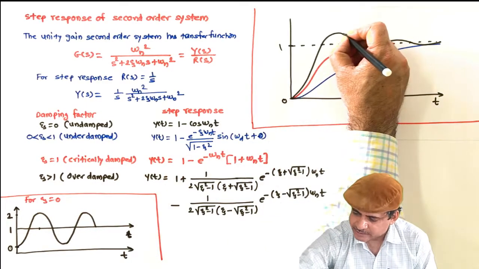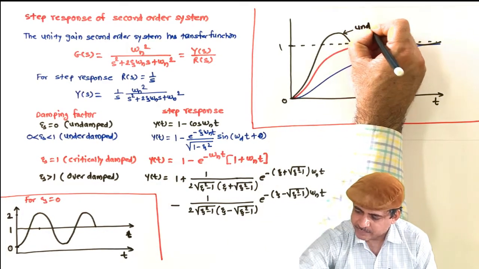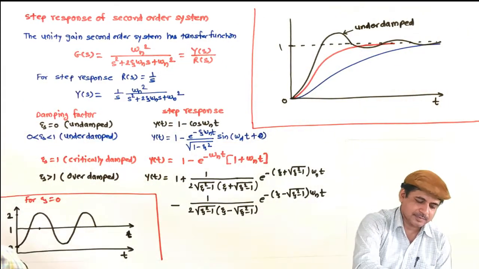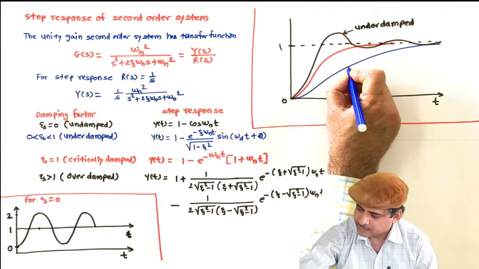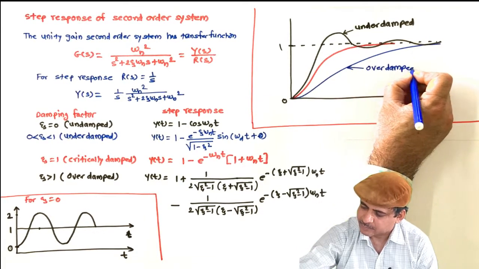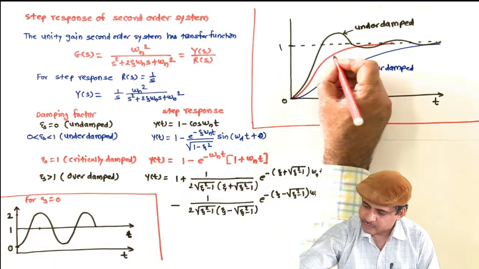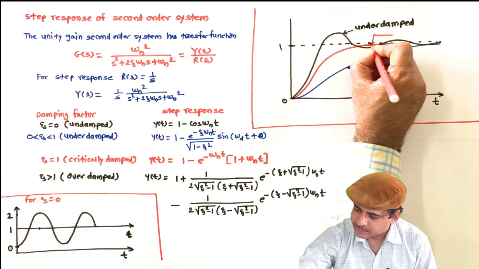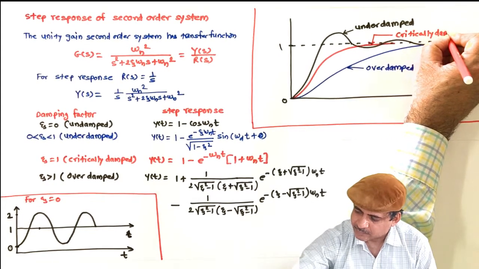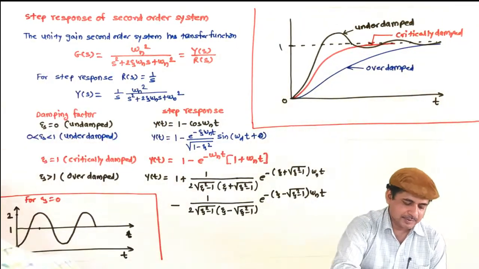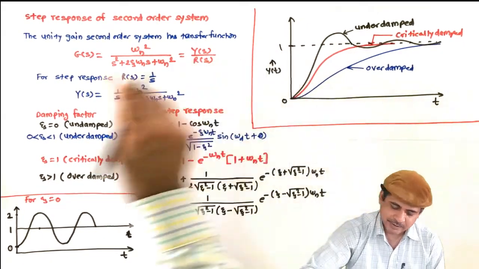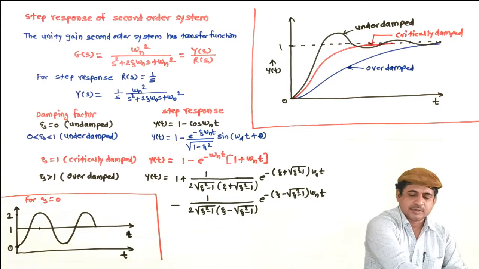So I can clearly say that this is underdamped, this one is overdamped, this one is critically damped. And this is y of t versus t. So this is the step response.